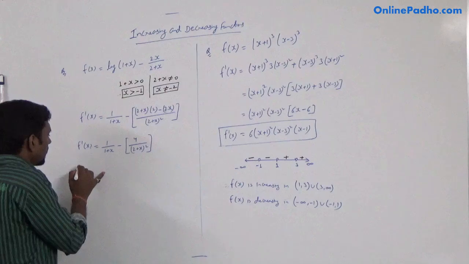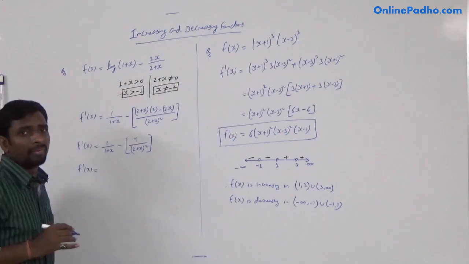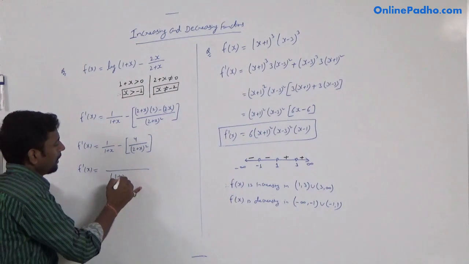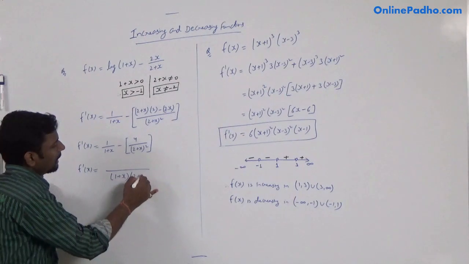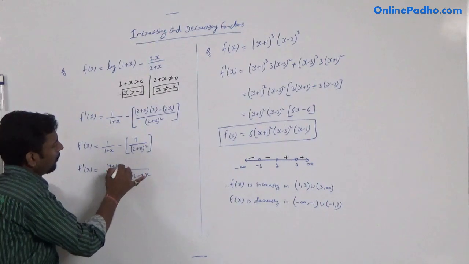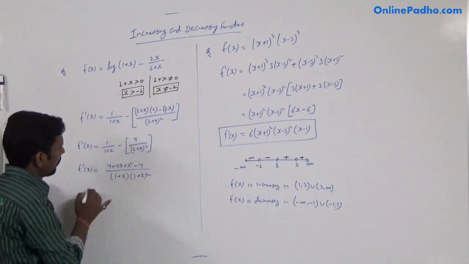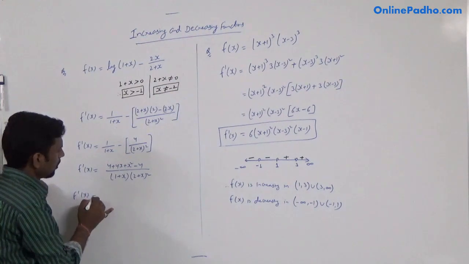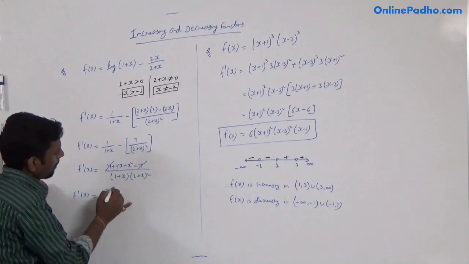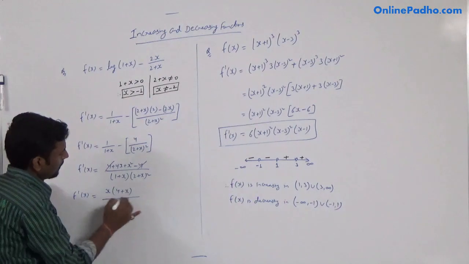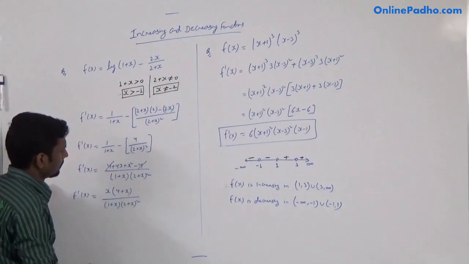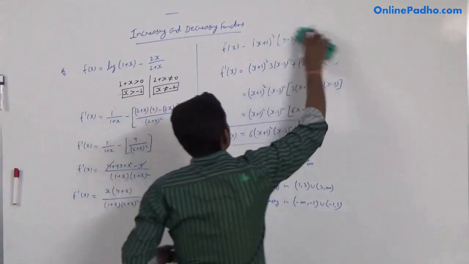We need to simplify and factorize this, then only we can find the interval for which it is increasing or decreasing. So we need to find the factorization of this. We can take the LCM (1 + x)(2 + x) whole squared. The numerator can be written as 4 + 4x + x² - 4. So f'(x) can also be written as, you can take x common, x(4 + x) divided by (1 + x)(2 + x) whole squared. So this is f'(x).